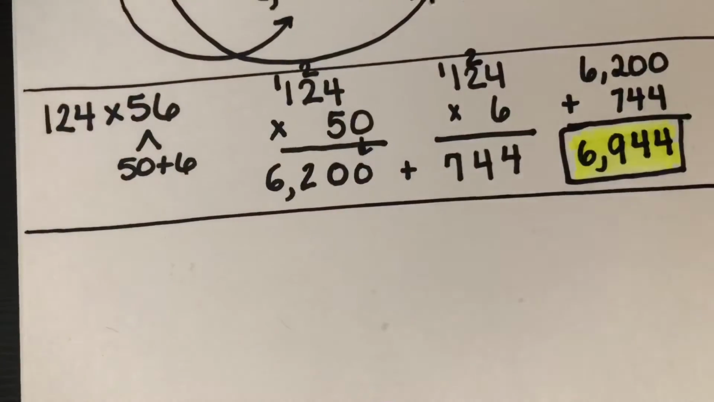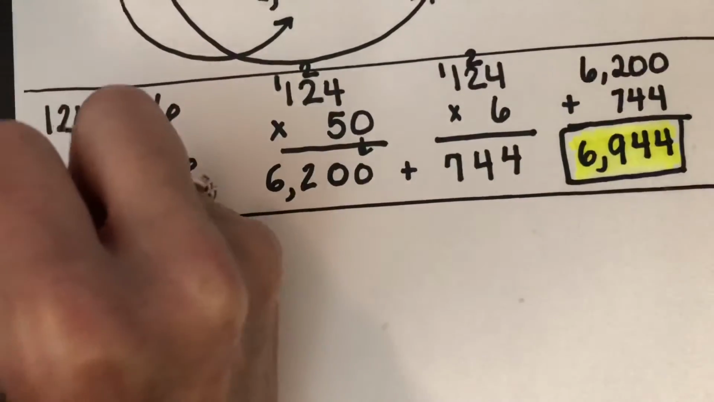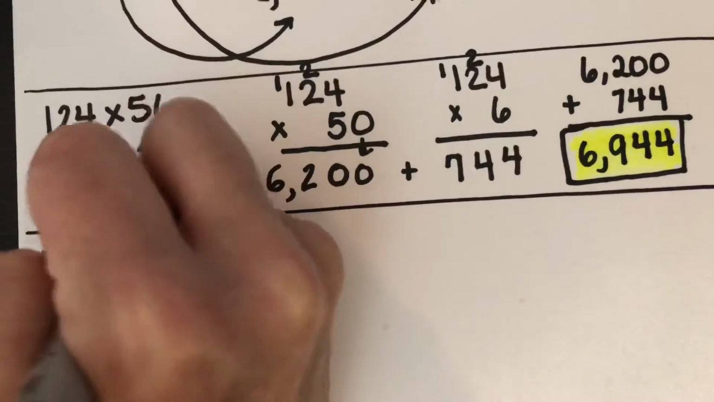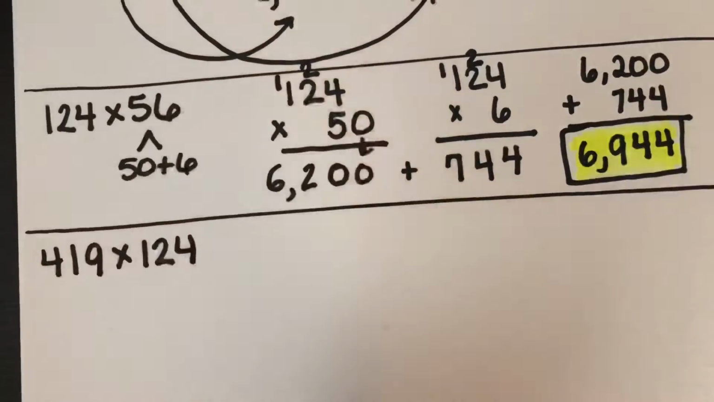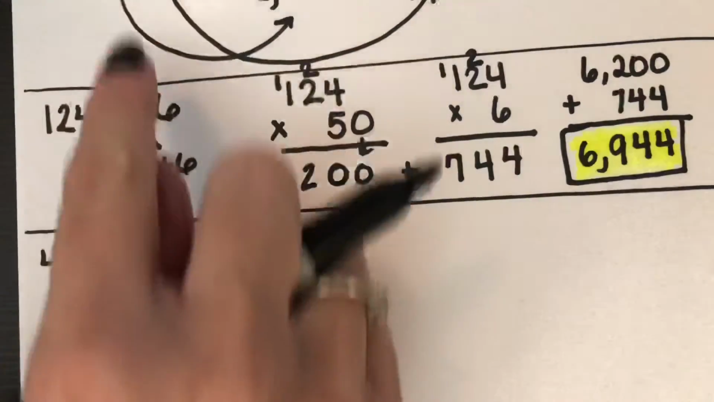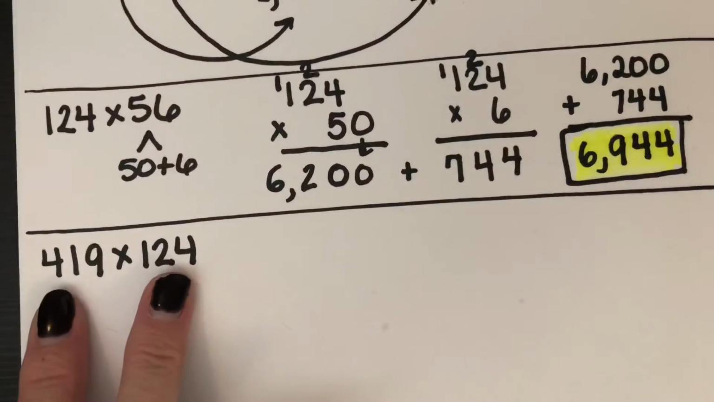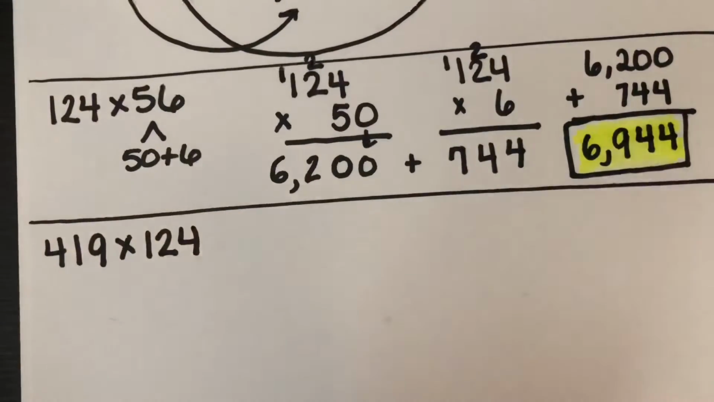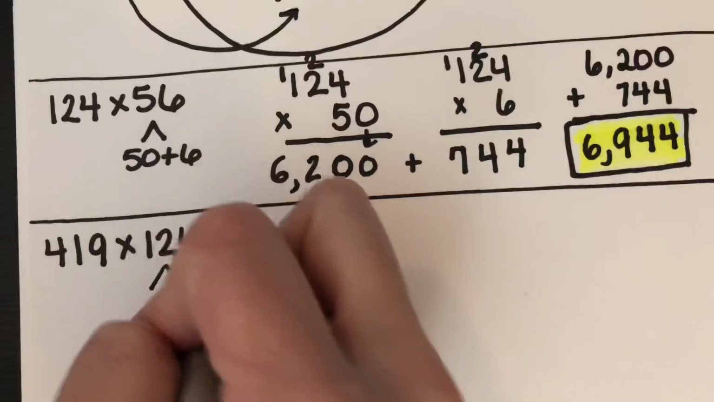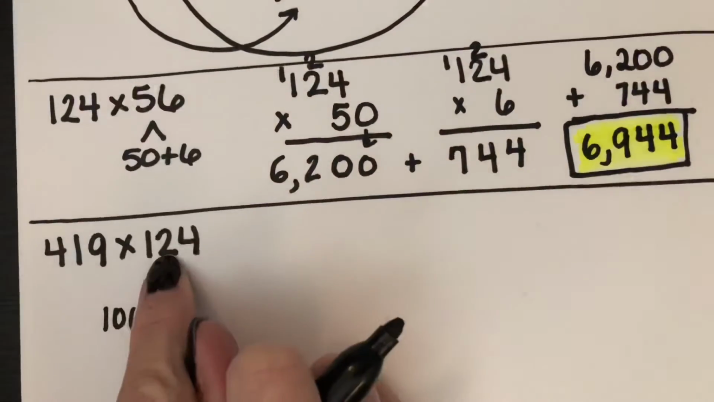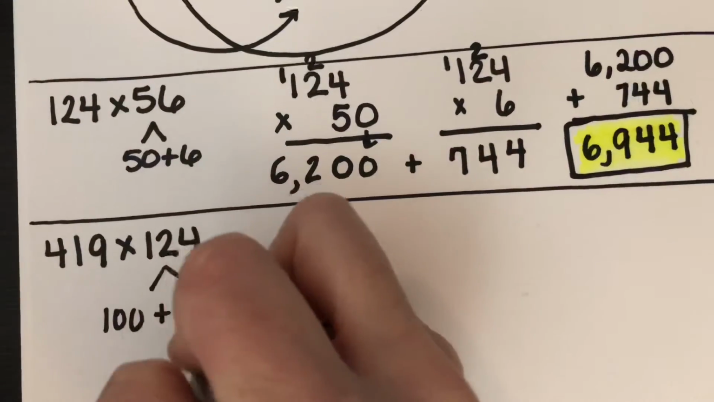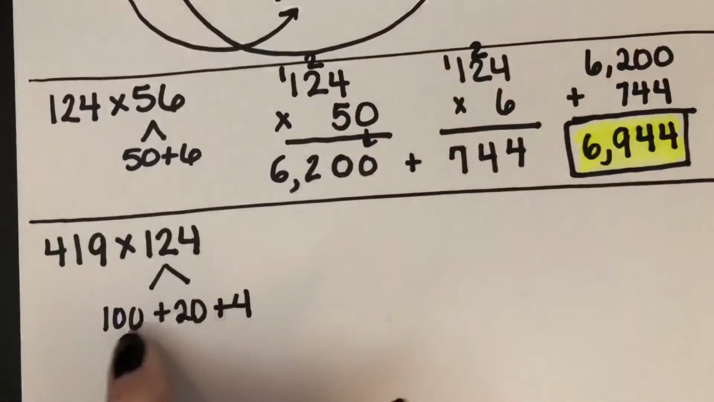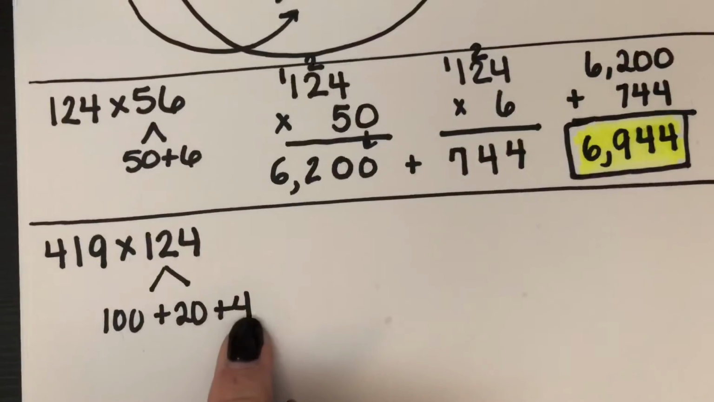Okay, now we're going to try a really hard one. We're going to try 419 times 124. Wow, so we've been breaking up our 2 digits, but now we have a 3-digit by 3-digit. So I think I'm just going to break up this one, 124. I'm going to break it up to be 100 plus 20 plus 4. So I broke it up by the hundreds, the tens, and the ones.